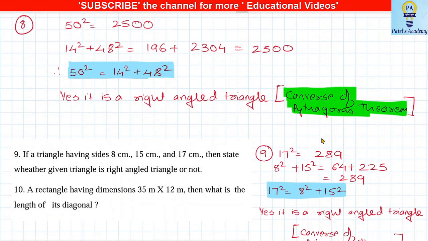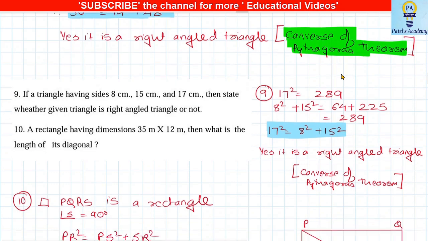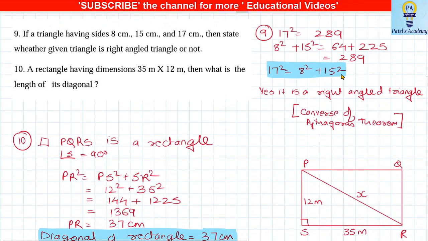Next sum, again the same. Ninth one. Again they have given three sides. So 17 square is 289, 8 square plus 15 square is 64 plus 225, that is also 289. So again, yes, it is a right angle triangle, and the reason is converse of Pythagoras theorem. Okay, let's see the 10th one.